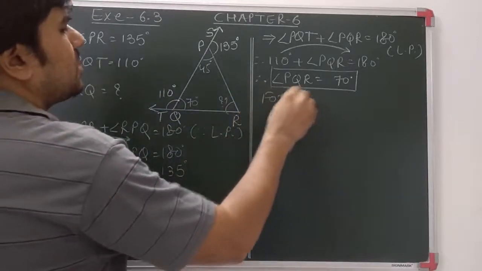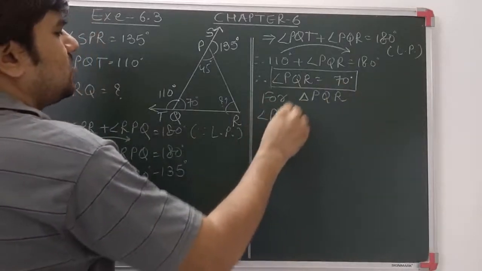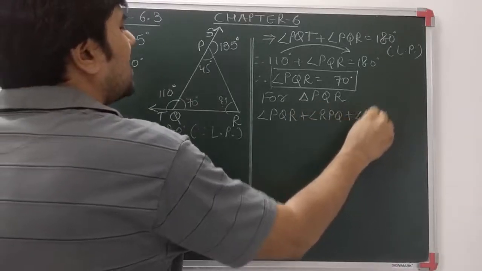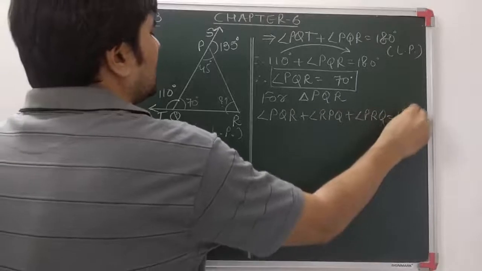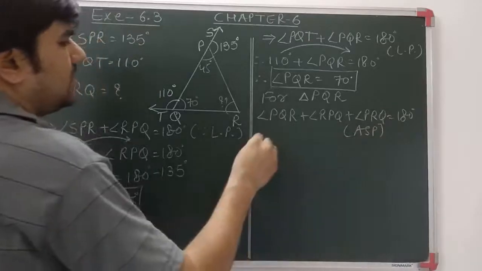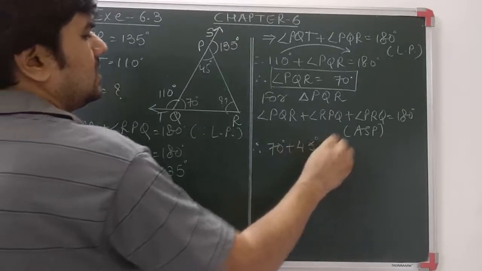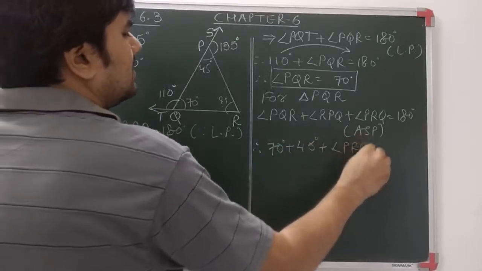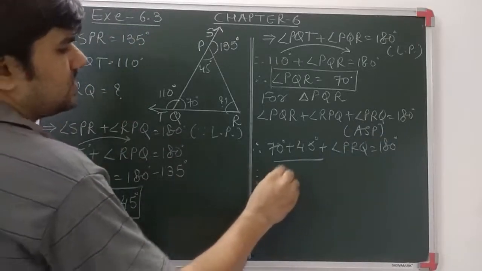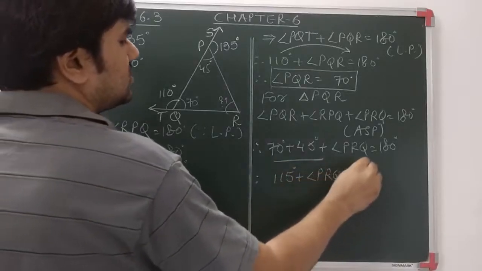Now we'll use the angle sum property for triangle PQR. Sum of all the angles, that is PQR plus RPQ plus PRQ, is 180. So we have used the angle sum property, ASP. PQR is 70. This angle is 45. So the remaining angle can be obtained by subtracting the sum of these two from 180. So the sum of these two is 115, plus PRQ is equal to 180.